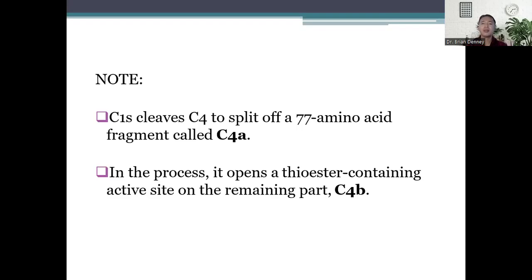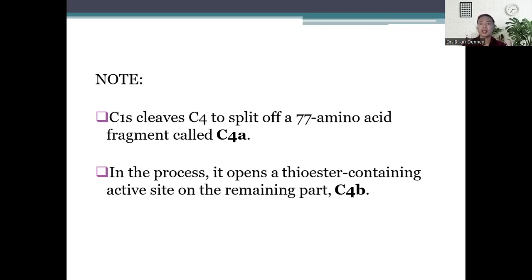Which of these fragments is considered the larger fragment? Correct, C4b. B is the larger fragment. Which of these complement proteins is considered the smaller fragment? A, correct. C4a is the smaller fragment. And which of these fragments now participates in the complement cascade? Correct, the larger fragment or C4b. And how about your C4a? What happens to your C4a?